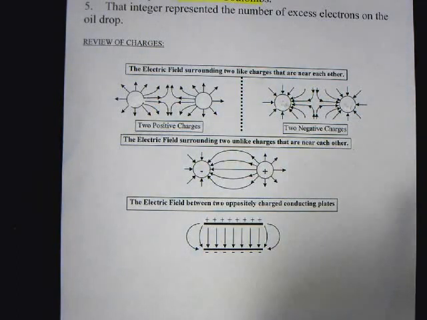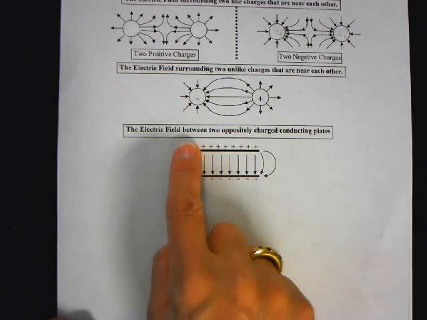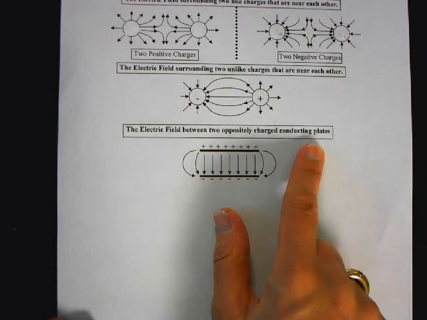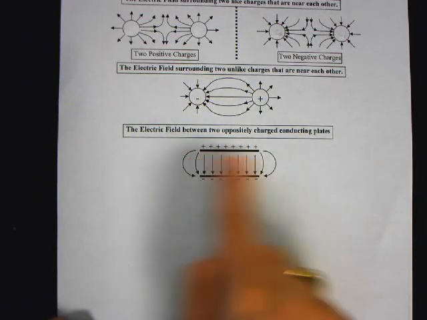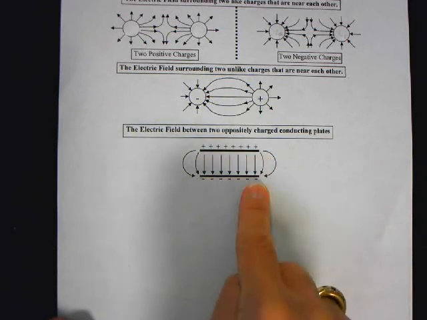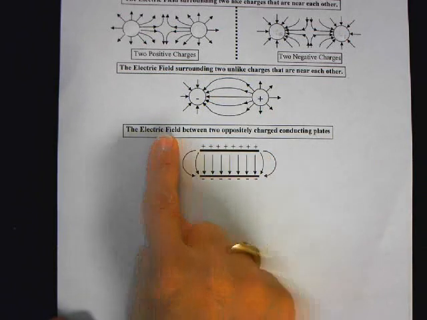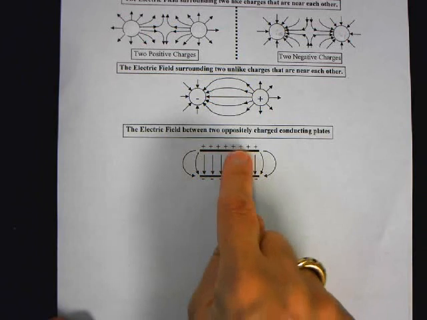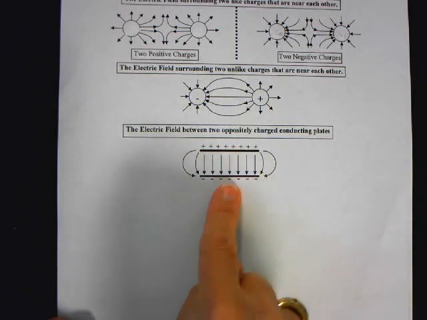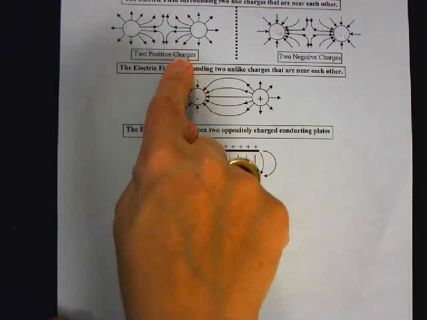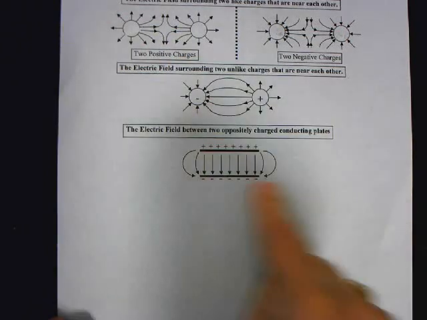But that's easy enough. And then here, the electric field between two oppositely charged conducting plates. If I had a positive plate and a negative plate, we're going to see that the electric field lines always go from positive to negative. Why do they go from positive to negative? They always go out of positive, and they always go into negative.